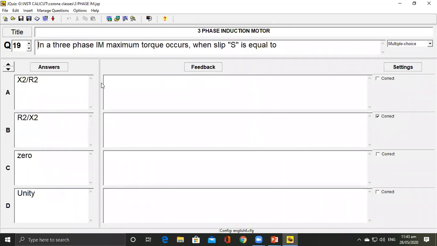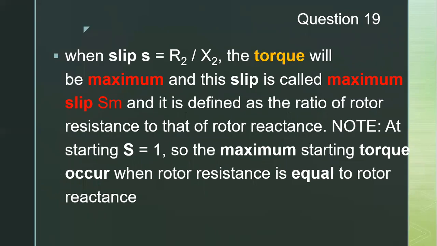And next question: in a 3-phase induction motor, maximum torque occurs when slip S is equal to... Okay, when the slip S is equal to R2 by X2, the torque will be maximum, and this slip is called the maximum slip Sm. Practically there is a derivation, but I'm not going to that derivation.